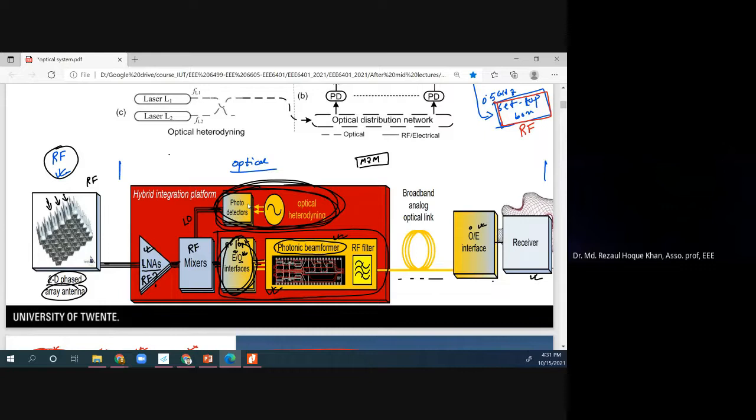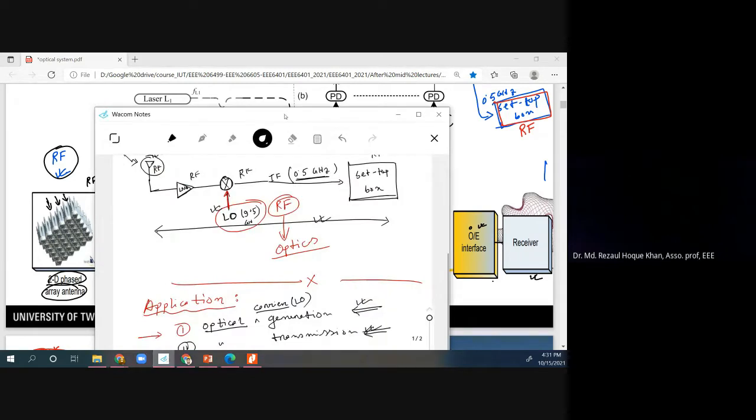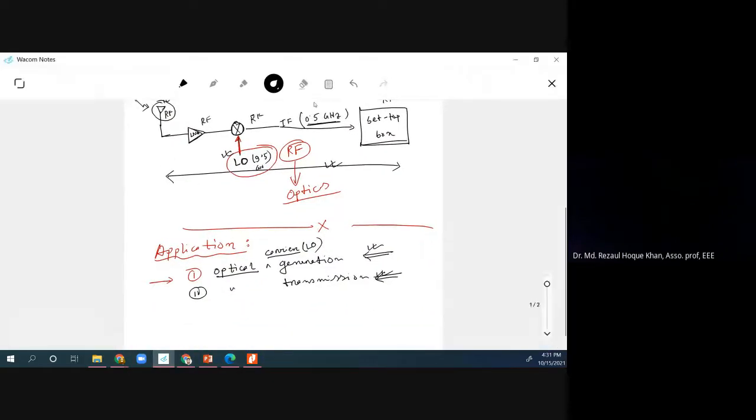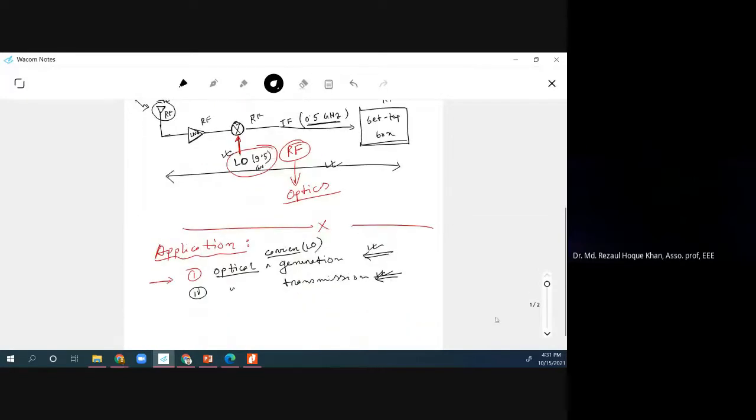Got it, guys? So we will discuss these two separately. What are the mechanisms of optical generation? What are the mechanisms of optical transmission in broad terms? Okay, guys.